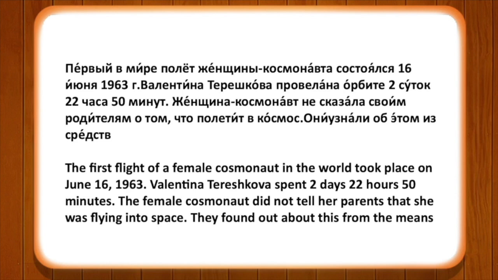Valentina Treshkova провела на орбите 2 суток, 22 часа 50 минут. Valentina Treshkova did 2 rounds in the orbit of almost 22 hours and 52 minutes. Женщина-космонавт не сказала своим родителям о том, что полетит в космос. The woman cosmonaut did not tell her parents that she is going to fly in space. Они знали об этом из средств массовой коммуникации. So they got to know about this from the mass communication source.